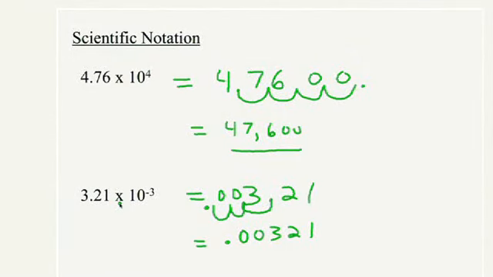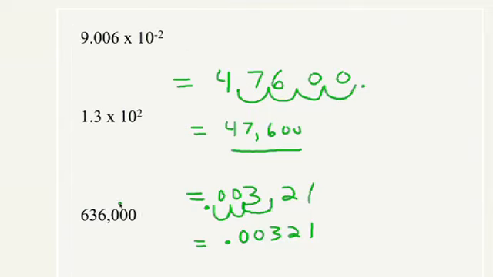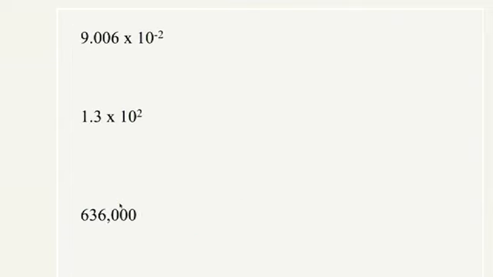That's right. So if you have a positive exponent, your answer should be pretty big. If you have a negative exponent, your answer should be pretty small. All right, let's look at a few other examples of this. Here, 9.006 times 10 to the minus 2.